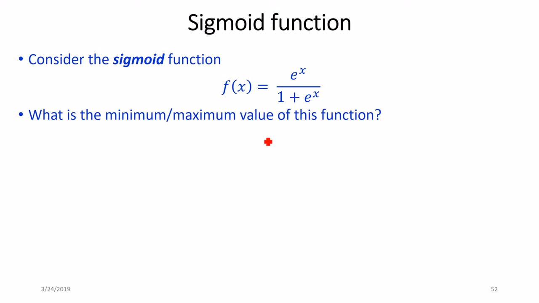Let's start with a sigmoid function. A sigmoid function f of x is equal to e to the x divided by 1 plus e to the x. F approaches 1 as x approaches infinity, and it approaches 0 as x approaches negative infinity.